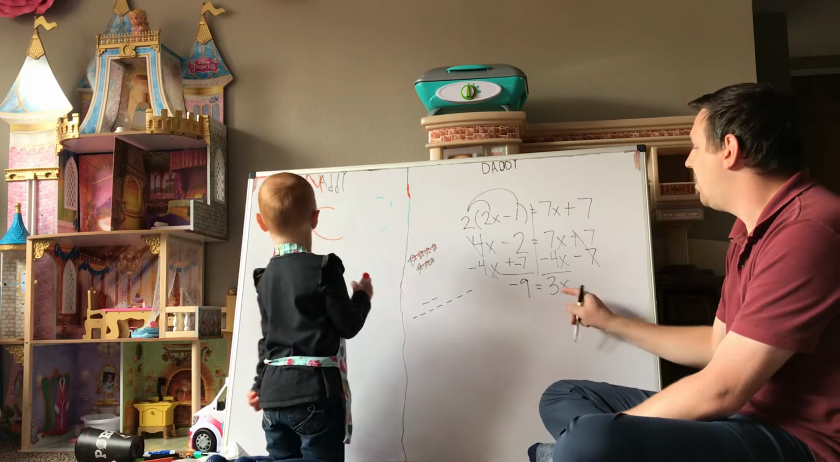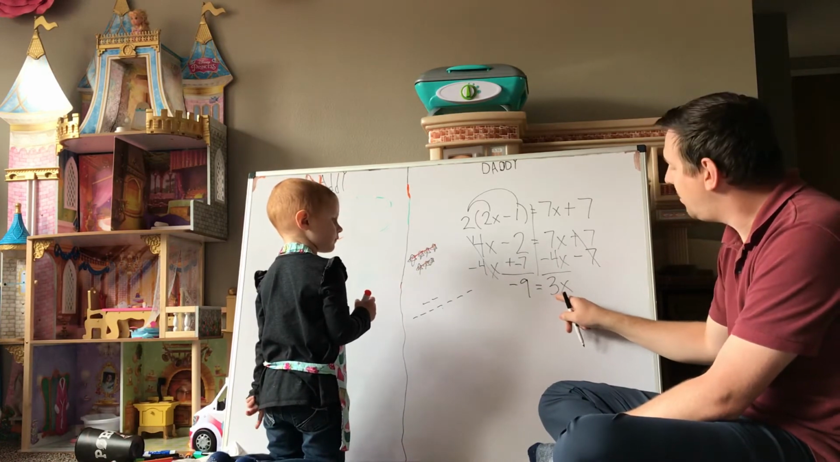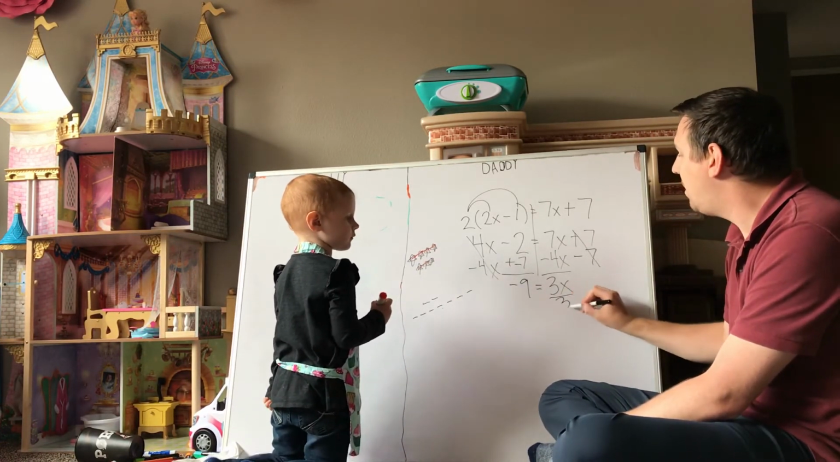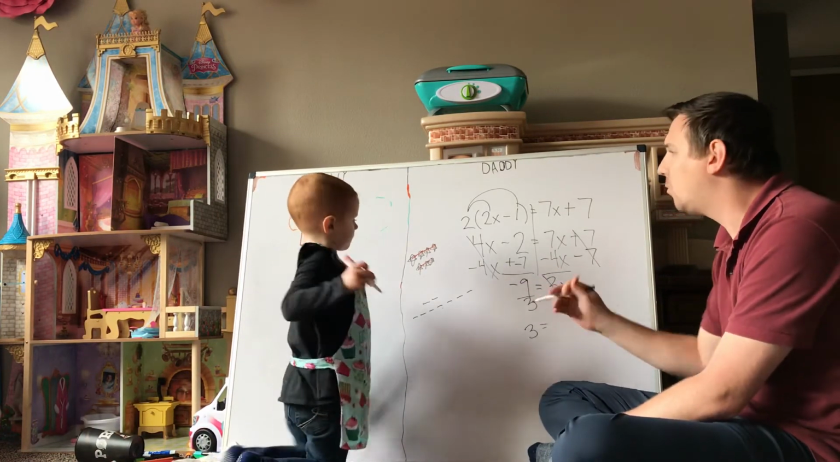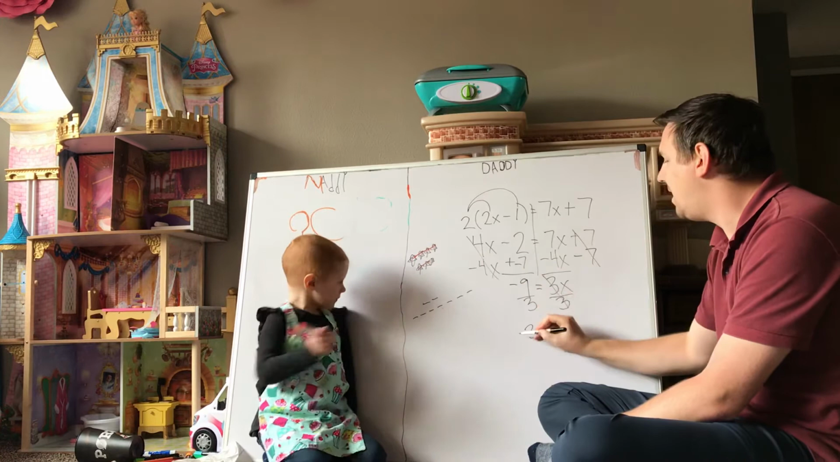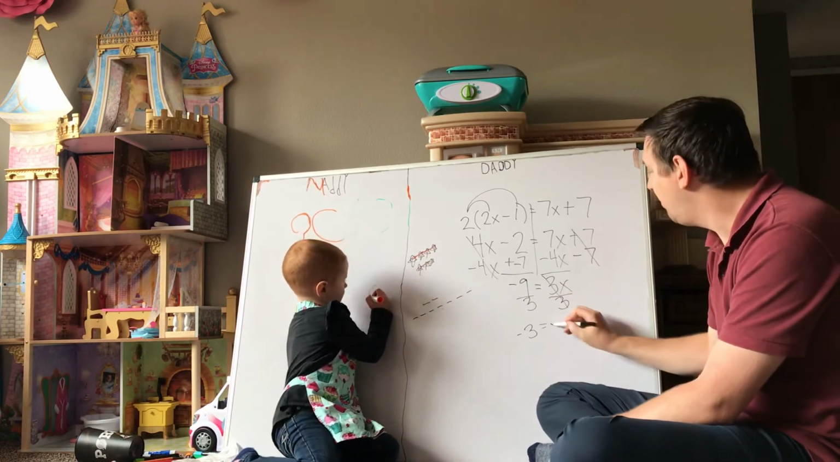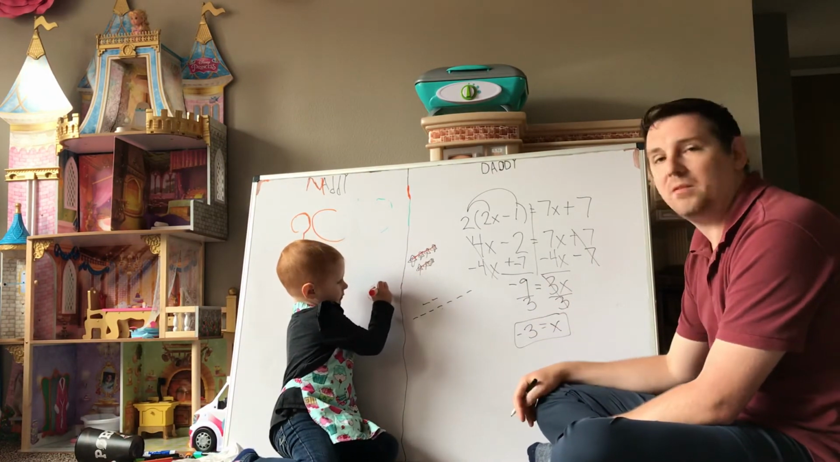All right. Then we're down to our last step. How do we get rid of this 3? We need to divide by 3. 3 goes into 9 3 times, because 3, 6, 9. That's a negative answer because there's one negative. And our answer is x equals negative 3.